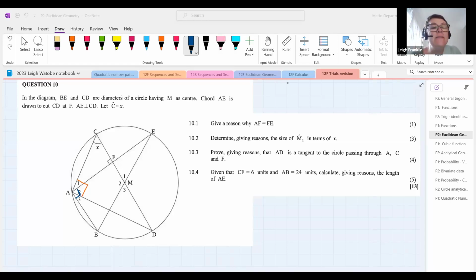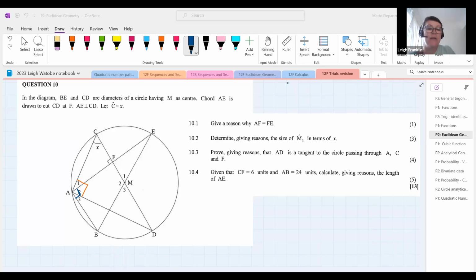Okay, then they tell us M is the center, so that means we've got radii as well. Not sure we're going to use that. Chord AE is drawn to cut CD at F. That doesn't relate to a theorem. Then they tell us that AE is perpendicular to CD. So that explains why this angle over here at F is equal to 90.